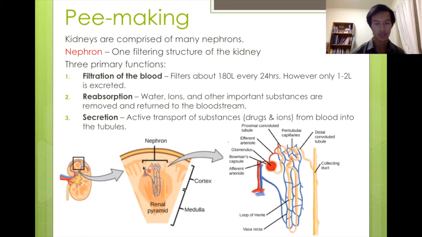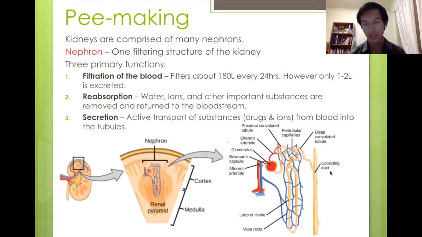Now, the top component sits in the renal cortex, and the bottom part here sits in what we call the medulla. When they're piled together, they form a renal pyramid, and there are several renal pyramids within one kidney.